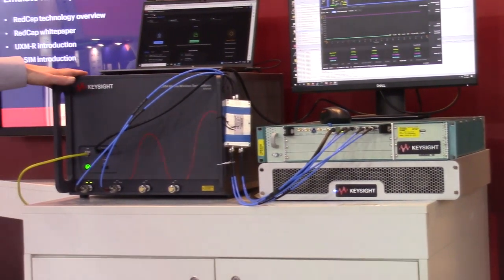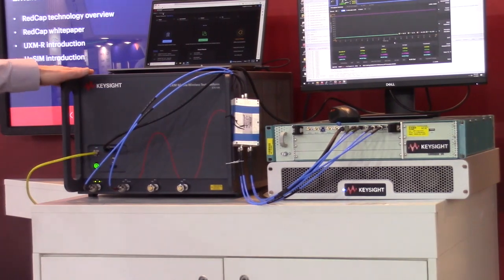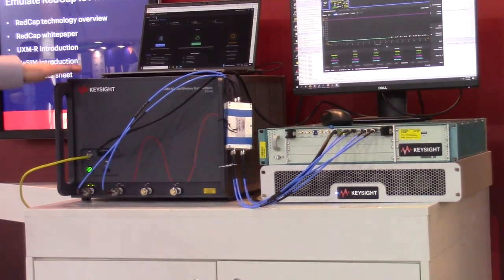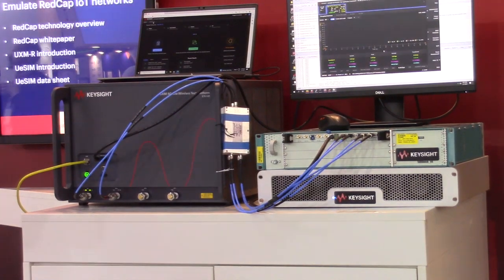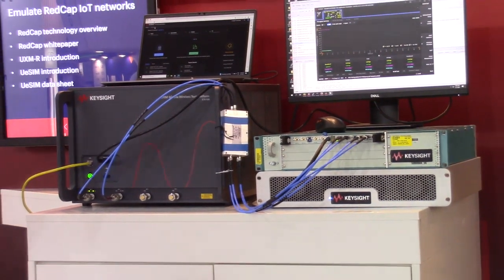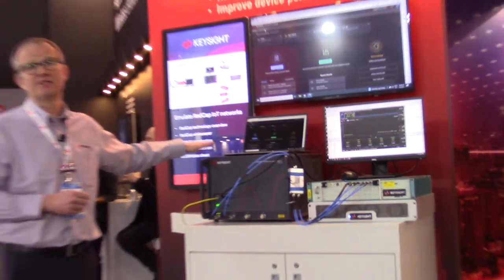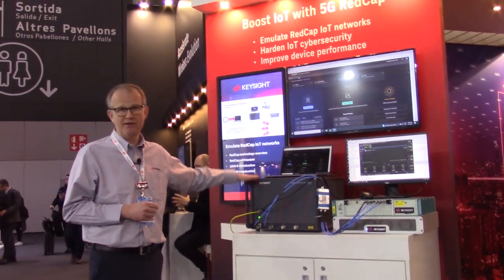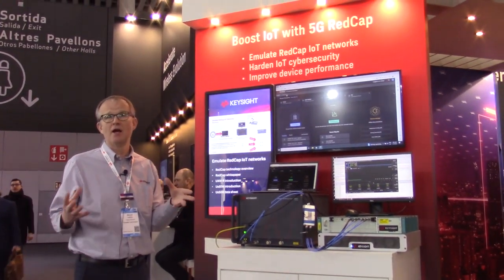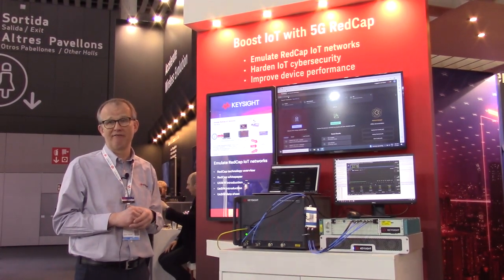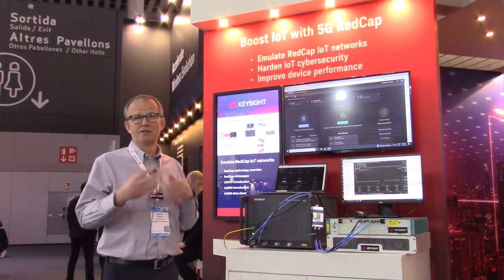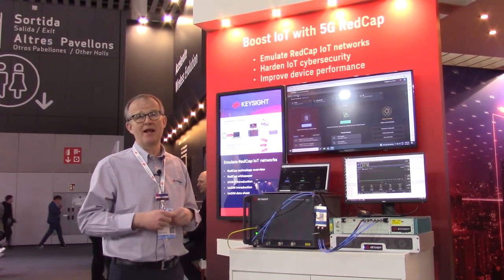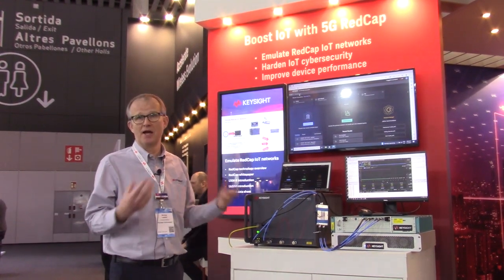We also have this product here, the UXM. This is a G-Node B emulator, and what this does is create a G-Node B cell that you can have in the lab for testing your UEs. So as far as the UE is concerned, this is a fully functional cell, 5G cell, defined around a RedCap reduced capability configuration. So these two can talk together. The UE can join the cell, and then I can make measurements and exercise throughput.